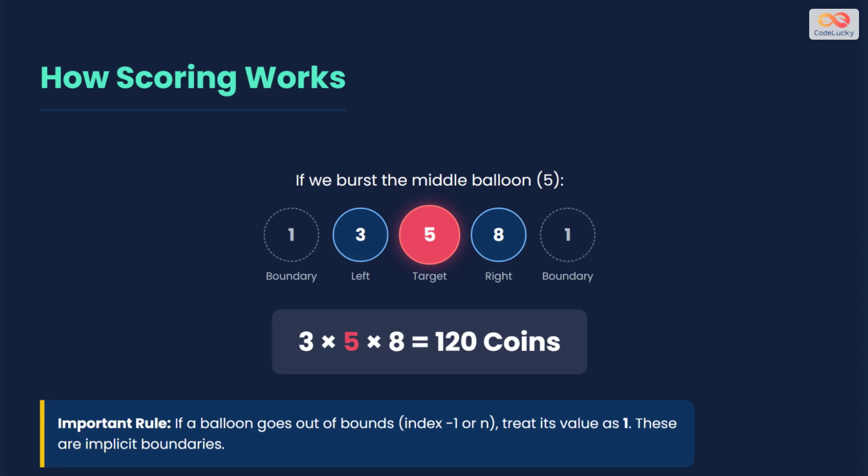Let's look at a concrete example. Suppose we have balloons 3, 5, and 8. If we choose to burst the middle balloon, the 5, we multiply its value by its left neighbor, 3, and its right neighbor, 8. That gives us 120 coins. Also, keep in mind the boundary rule. If a balloon is at the very edge, we treat the missing neighbor as having a value of 1.